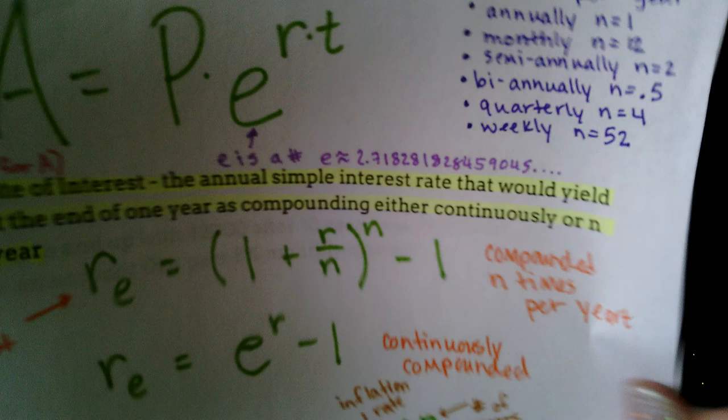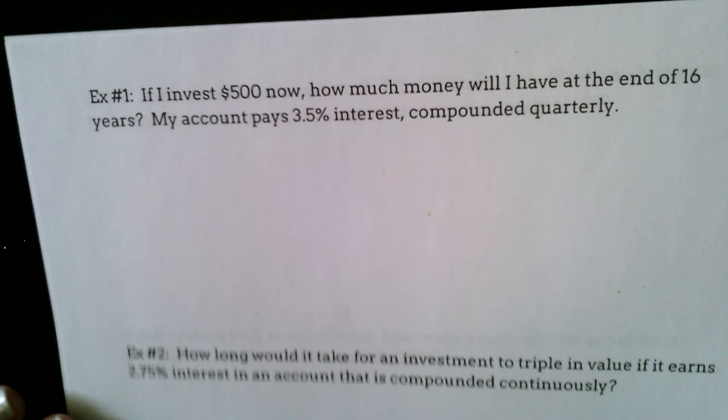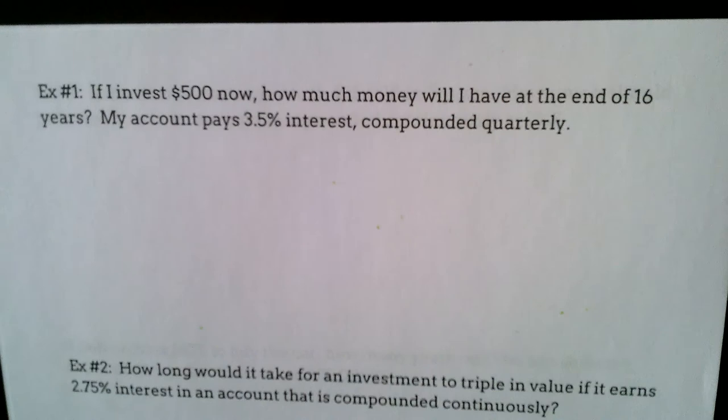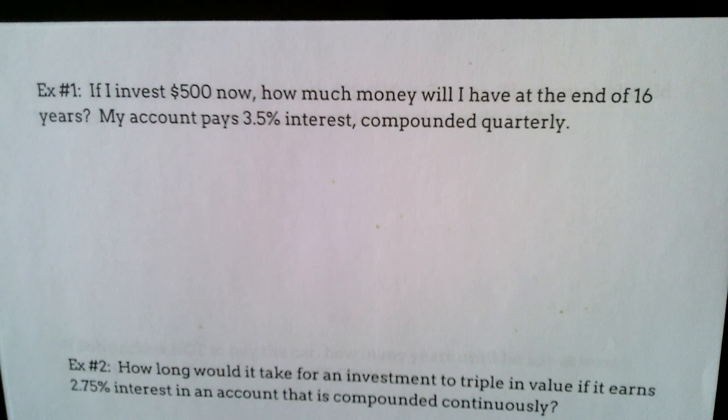Okay, let's look at some examples. If I invest $500 now, how much will I have at the end of 16 years? My account pays 3.5% interest compounded quarterly. So, compounding quarterly is the compound interest formula. So, that's the formula we're going to be using.